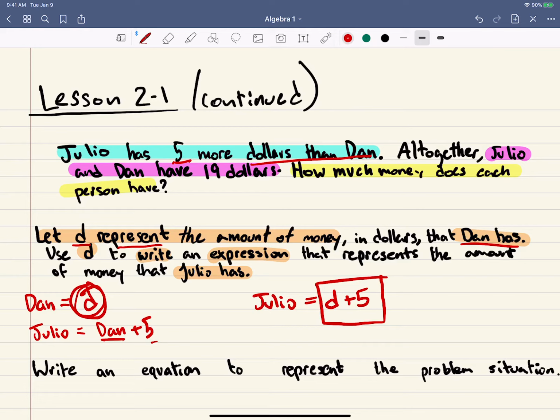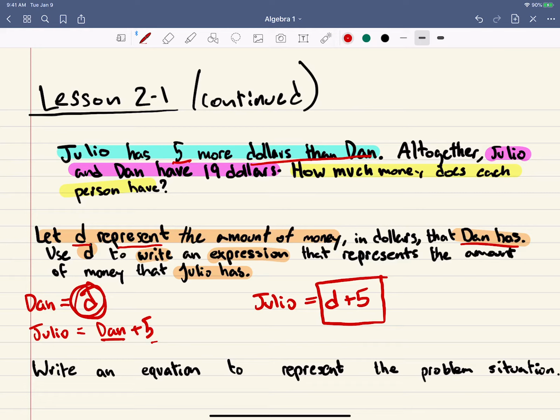Is there any confusion on that? If Dan has D dollars, D can represent any number. It's a variable, so it represents a random number. We don't know what it is. We don't really care at this point. We do care, but right now we don't really care because we're trying to figure out what Julio has.